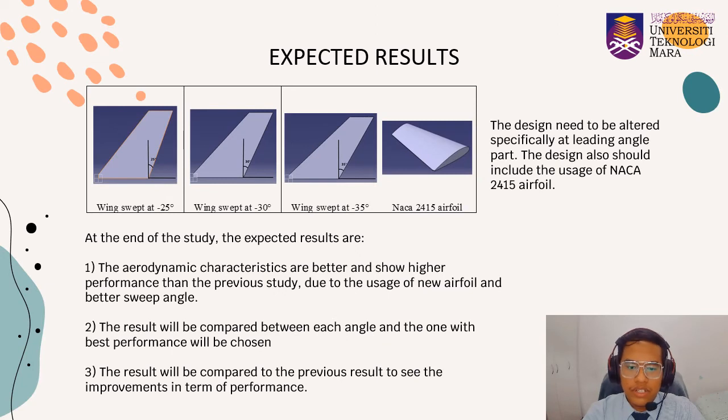To run this simulation, the design needs to be altered, specifically at the leading edge angle part. The design should include the usage of NACA 2415 airfoil. So at the end of the study, the expected results are that the aerodynamic characteristics are better and show higher performance than the previous study due to the usage of a new airfoil and better sweep angle. The results will be compared between each angle, and the one with the best performance will be chosen. The results will also be compared to the previous results to see the improvement in terms of performance. That's all.